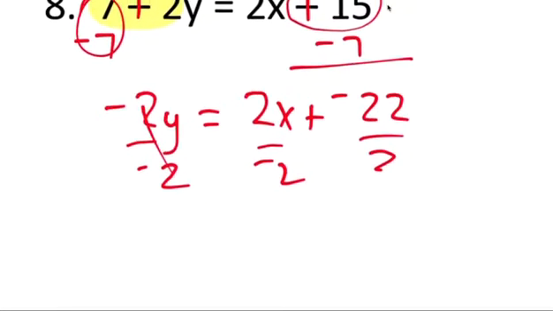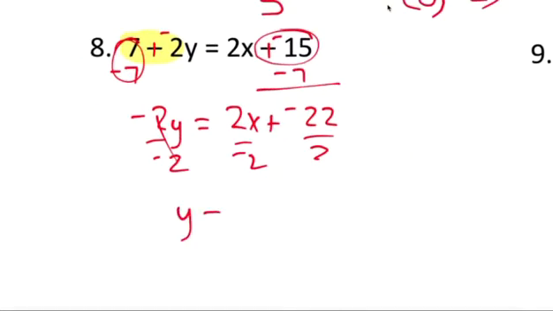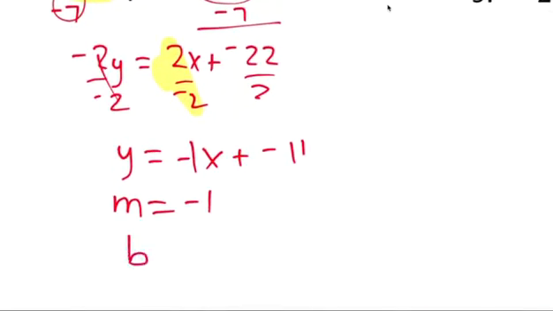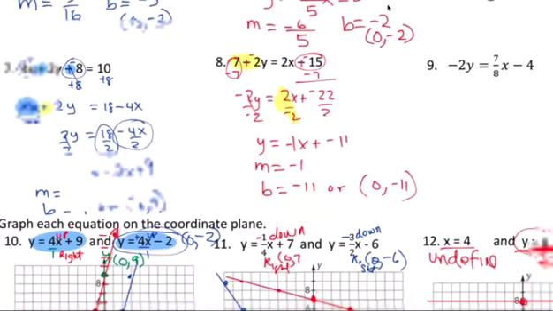Okay. Y equals negative x plus a negative 11. That gets us the invisible 1. Notice this is a 1, right? Negative 1. So your slope is negative 1. And your y-intercept is negative 11, or ordered pair (0, negative 11), right? That's how you do that.